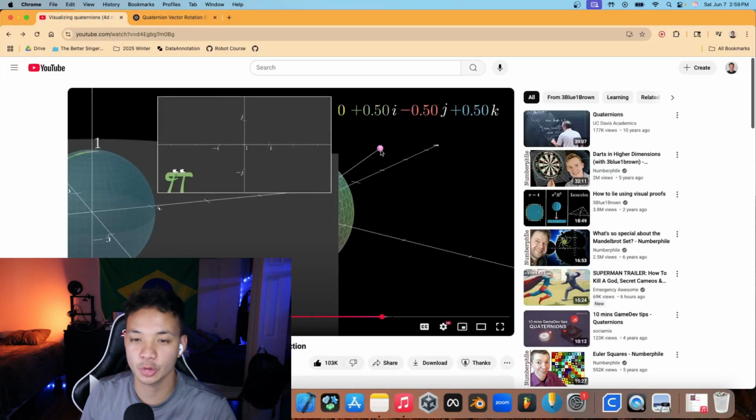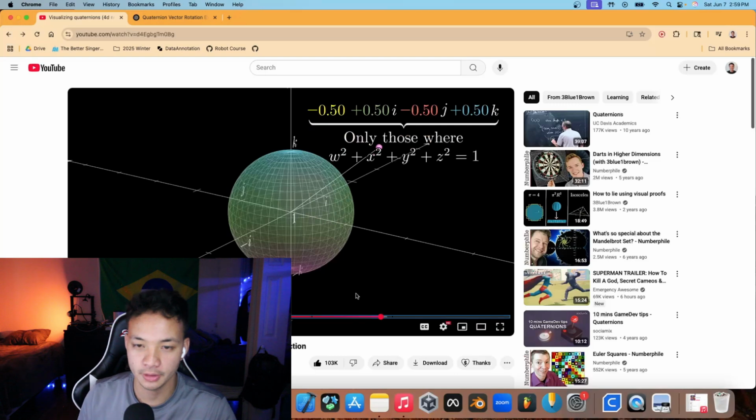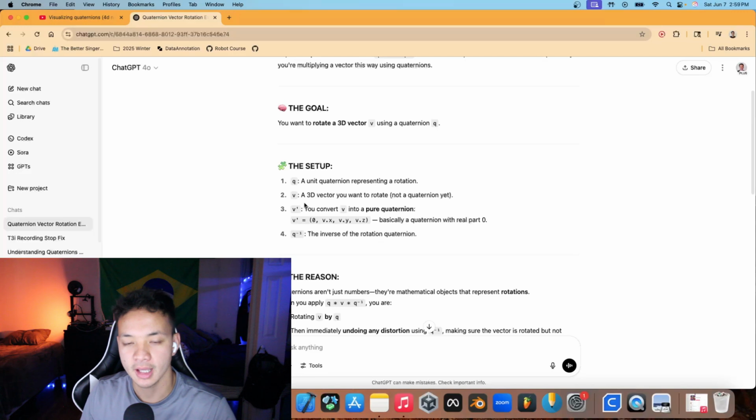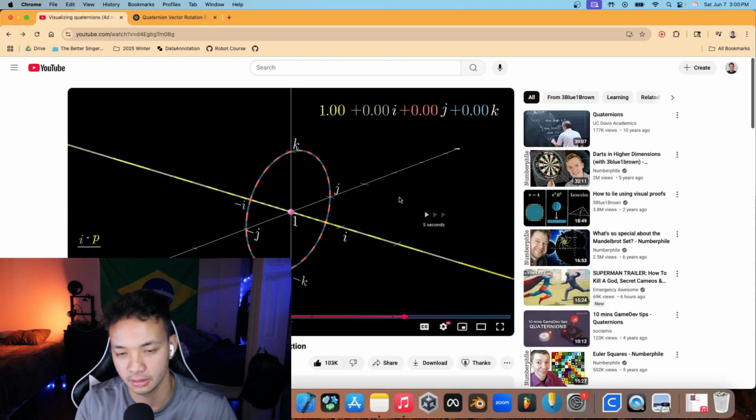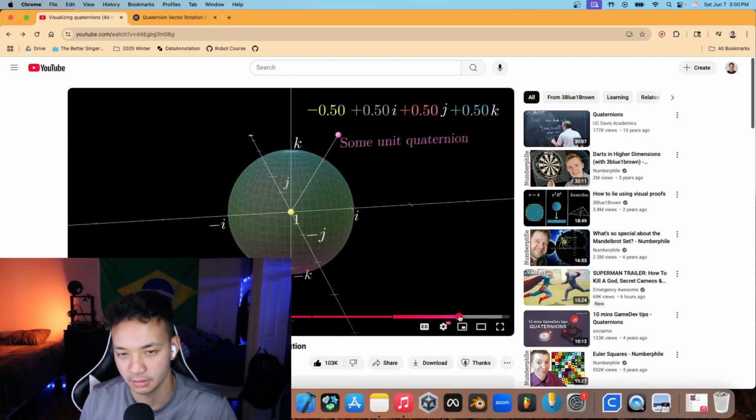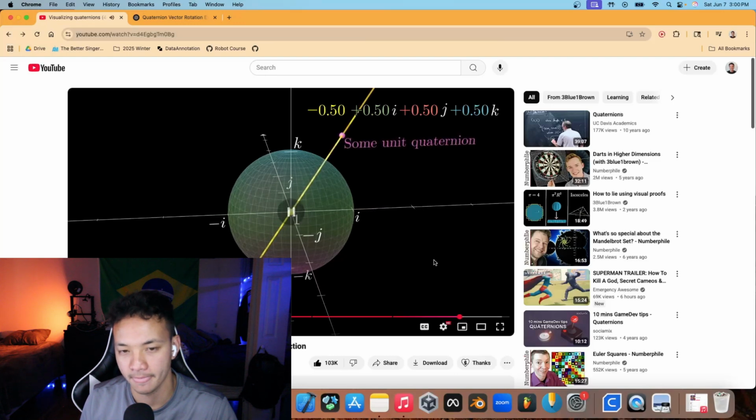This represents some sort of rotation because if we take the quaternion, start from the origin, and then we pull out to this point, that represents a rotation in 3D space. A 3D vector you want to rotate, not a quaternion yet. What is a 3D vector I'd like to rotate? Some unit quaternion Q and Q^-1, which we see in our projection. All right, let's just assume that's some 3D vector we want to rotate. Maybe it's like this vector right here.